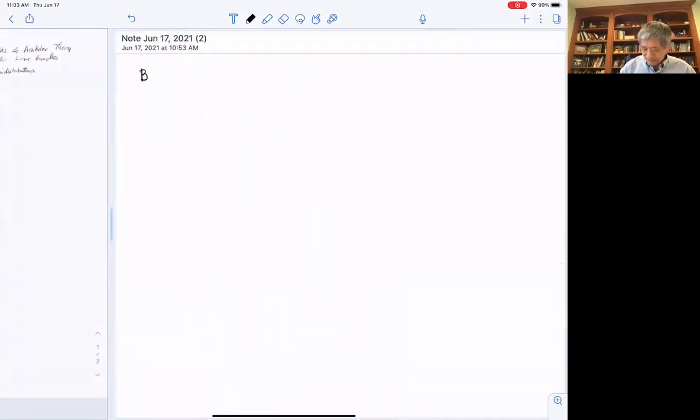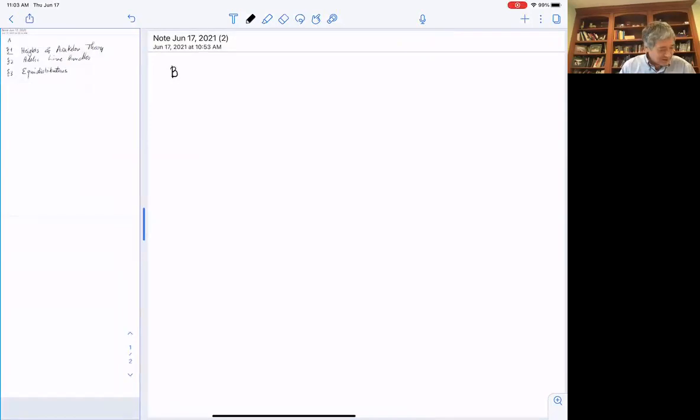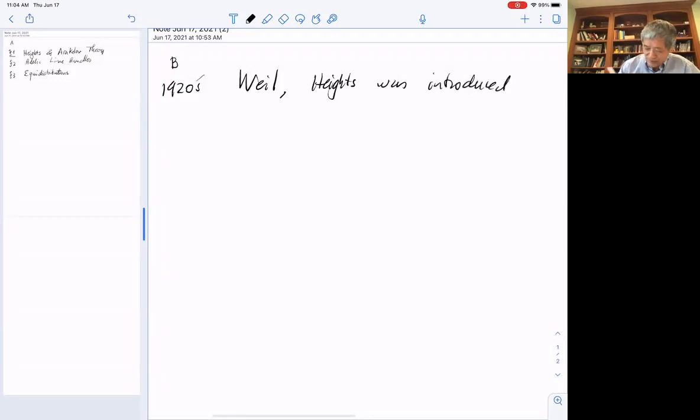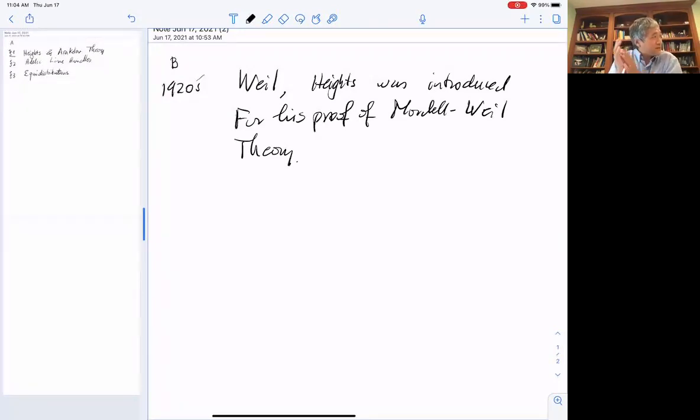Okay, so for the heights, since probably not all of you have studied Arakelov theory, I start with the very beginning. The theory of heights was formally introduced by Andre Weil in the 1920s. Andre Weil introduced the height for his proof of the Mordell-Weil theorem. I think this was a part of his PhD thesis. The title of the paper is called Arithmetic of Algebraic Curves.